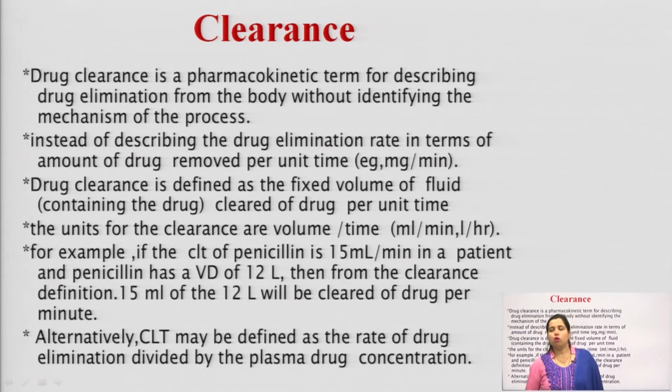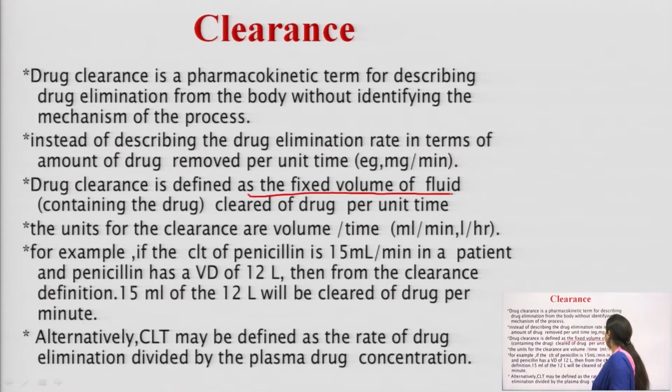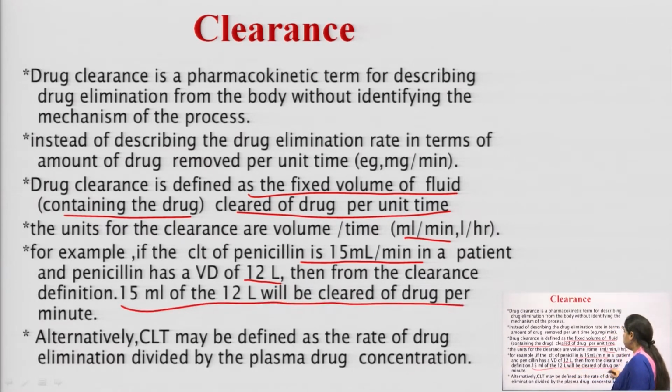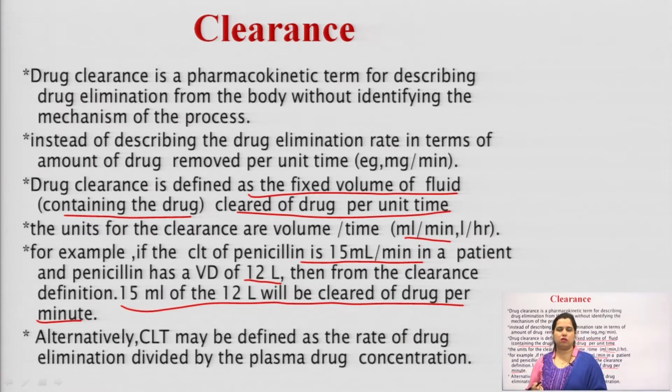So, if we say that drug clearance is defined as the fixed volume of fluid containing the drug cleared of drug per unit time, the units are ml per minute. If penicillin clearance is 15 ml per minute and the fixed volume of fluid containing the drug is 12 liters, then 15 ml of the 12 liters will be cleared of drug per minute. This is how we calculate the clearance for any particular drug.